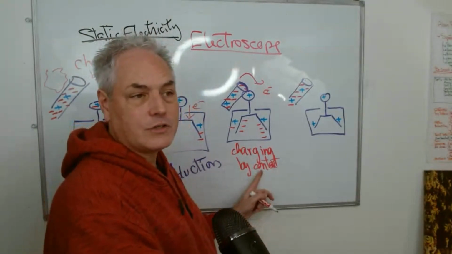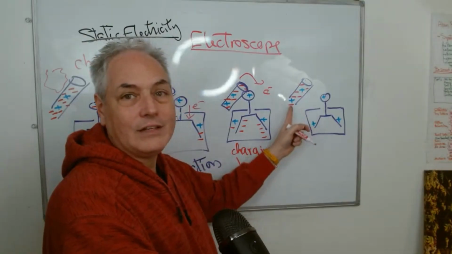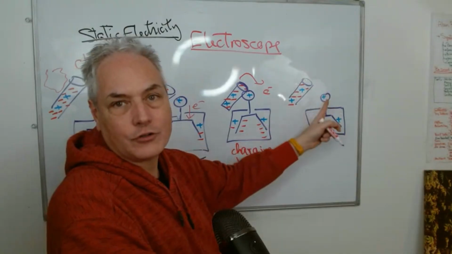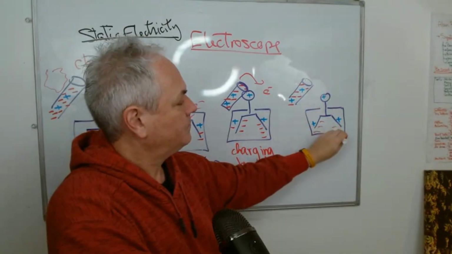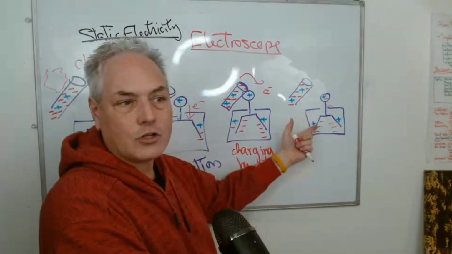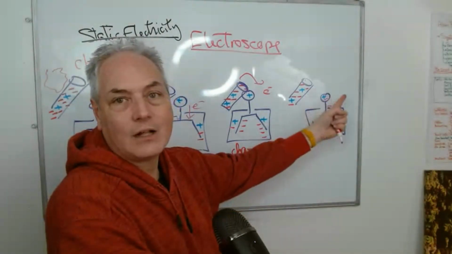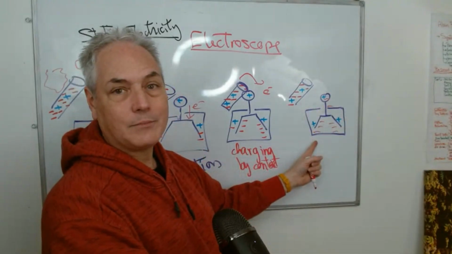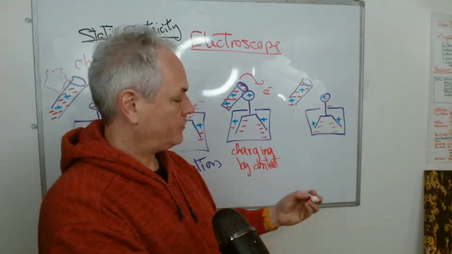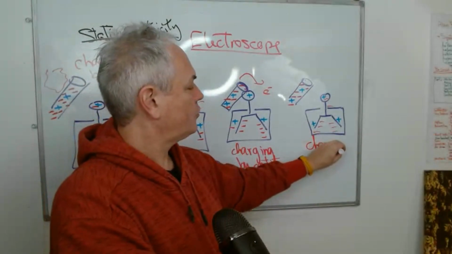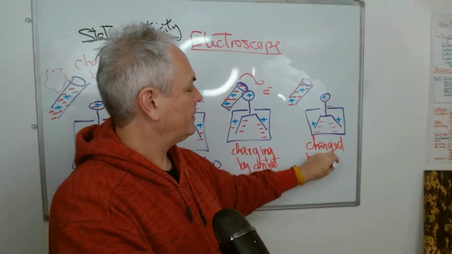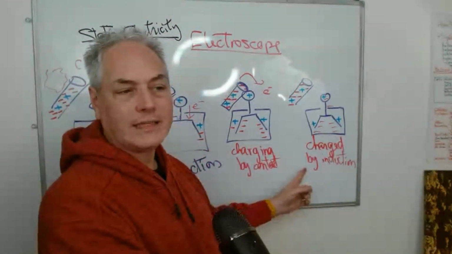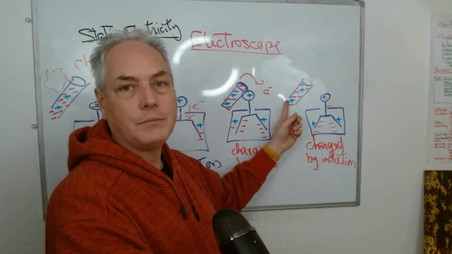Perfect. Now what's interesting is that if I move away my negatively charged stick, what I notice is that now it's less negative because more electrons are here, and now the electrons will be distributing themselves evenly in the electroscope. So here I have a situation where I was able to charge by induction. Charged by induction. We have here an object that was charged using another material that was charged.